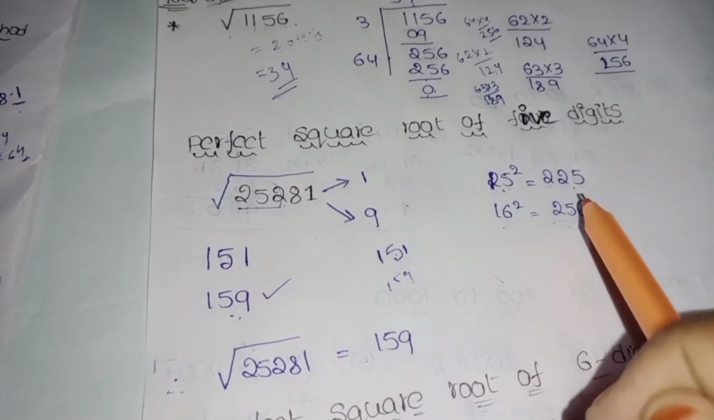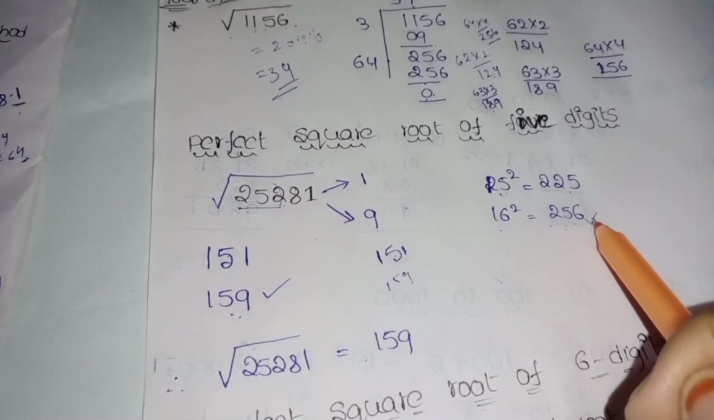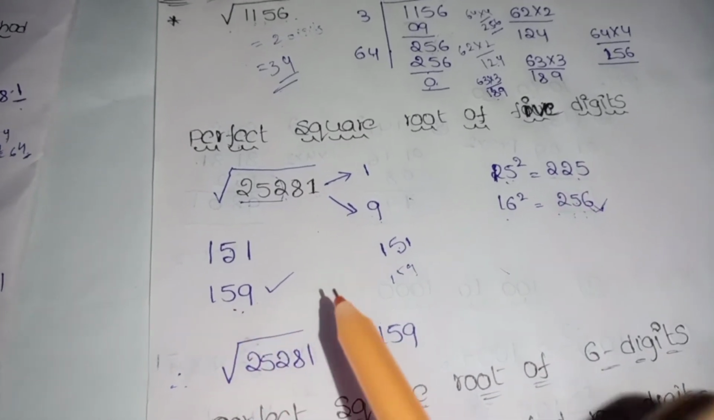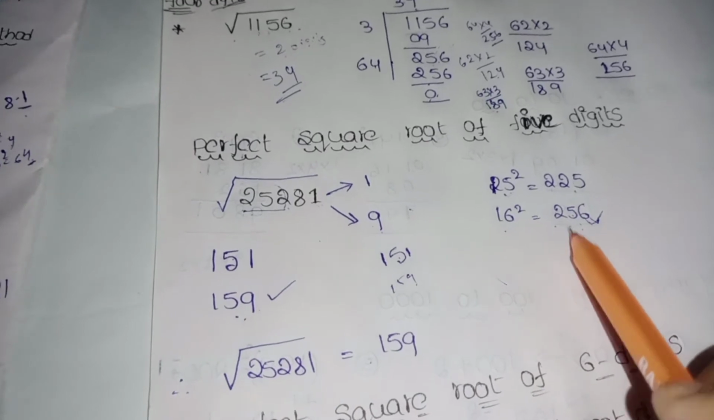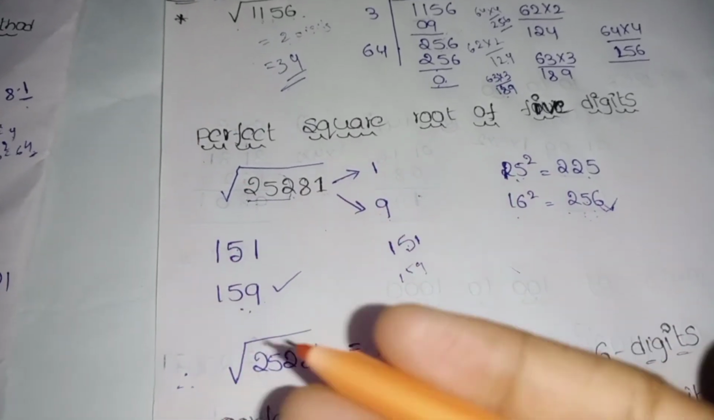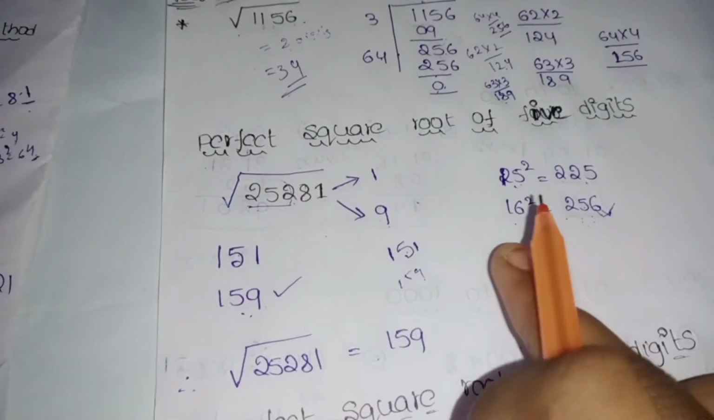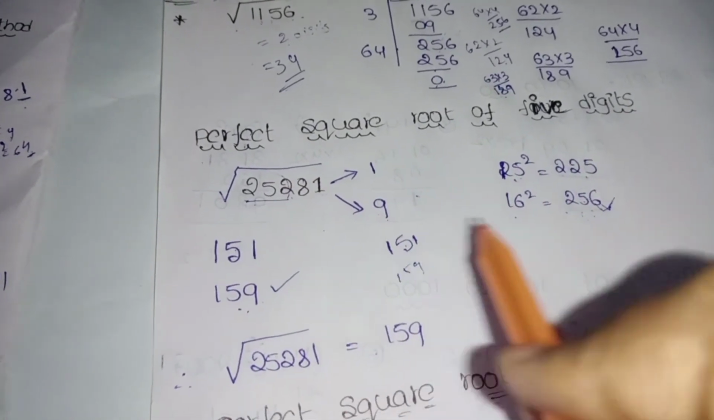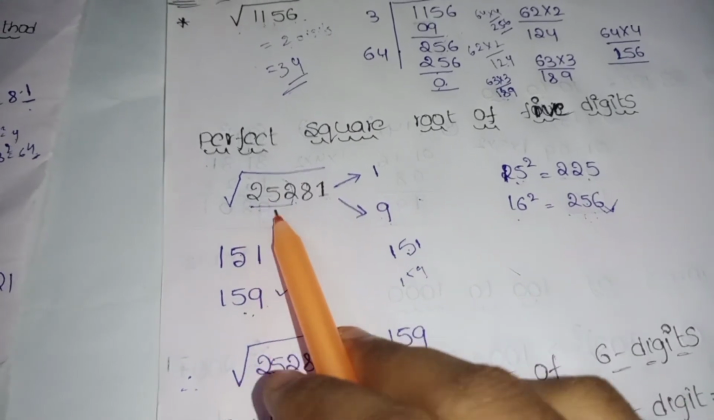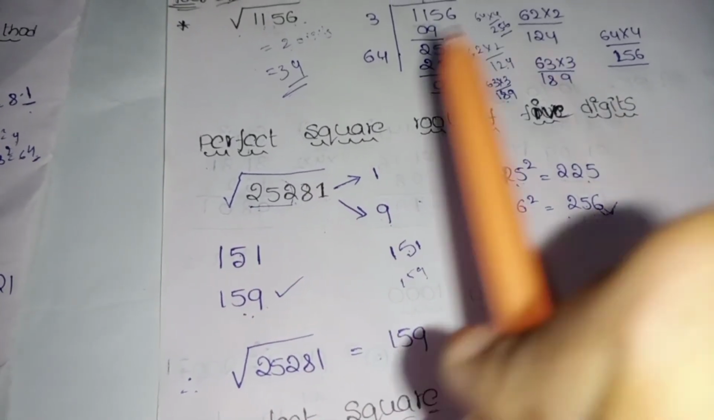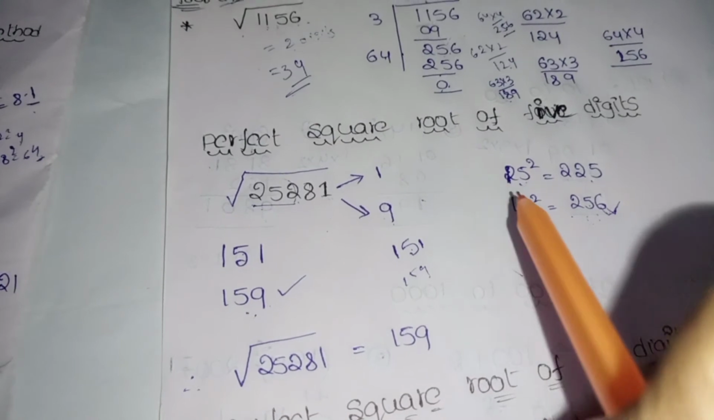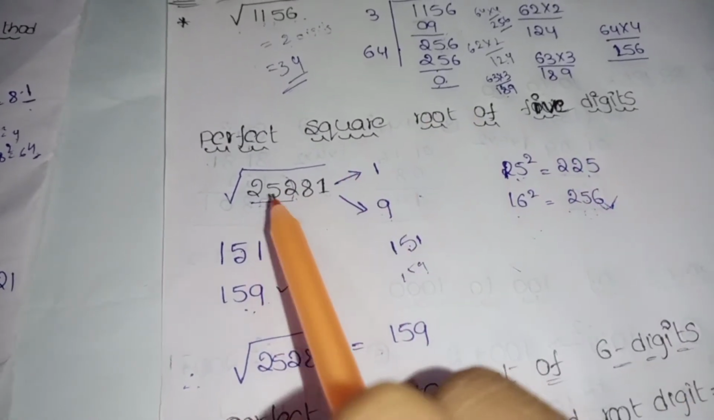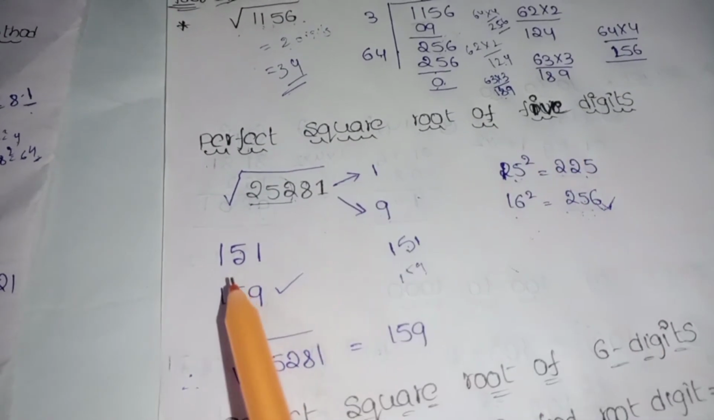This number is so near, below the number. So I am having 159. But here, yes, 256 is near to this number. But why didn't we take 16 here? In the answer, why didn't we take 16? Because it is greater than 252. 256 is greater than 252. That's why we neglect this value. 225 is less than 252. So that's why I'm taking 15 here.